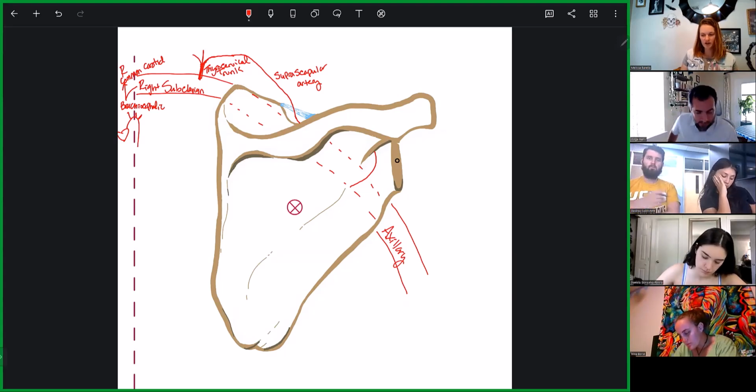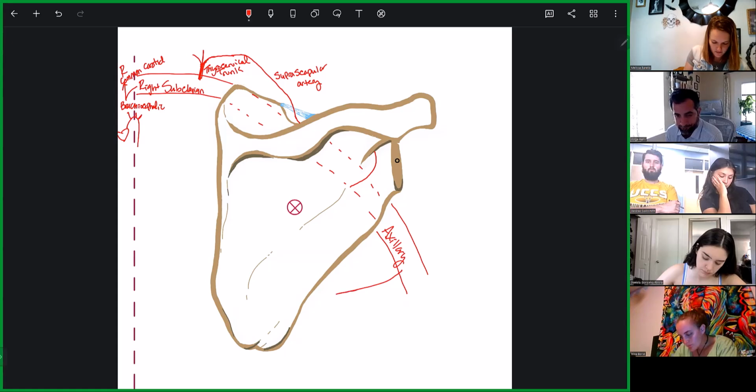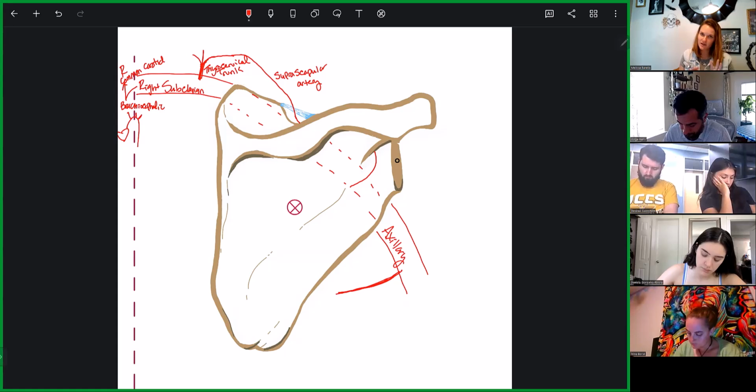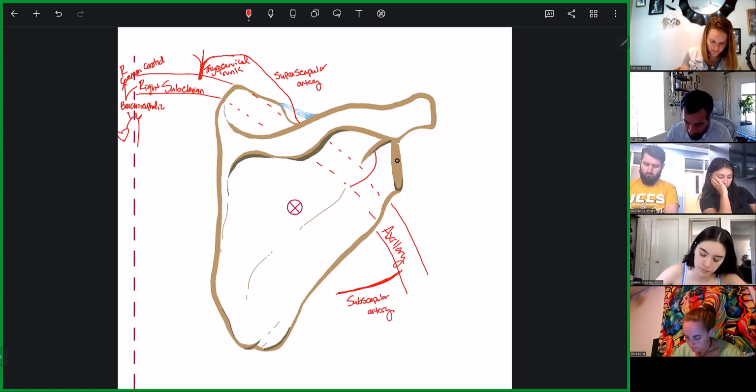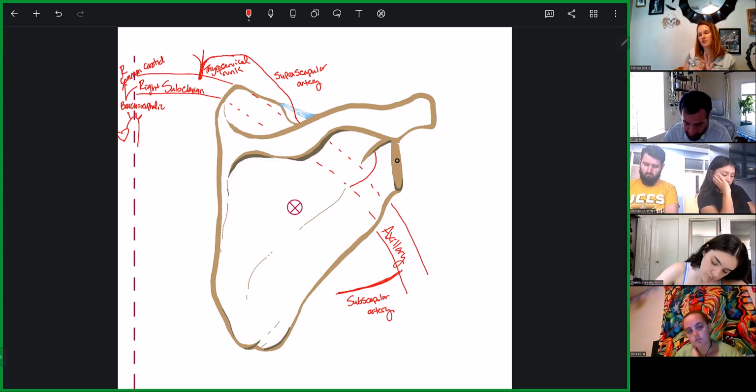Okay, off of the axillary, we do have a branch come off. And this one's kind of like a little bit under the scapula because the axillary artery is underneath, or sub, to the scapula. So this will be our subscapular artery. So we have a suprascapular that's on top, and we have one that's starting to branch off from underneath the scapula called the subscapular artery.